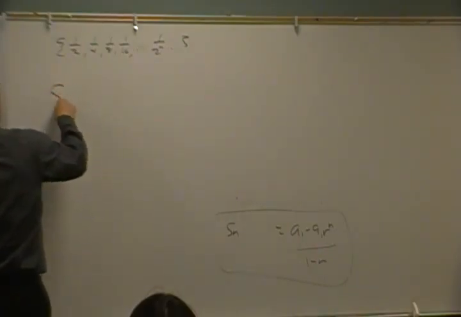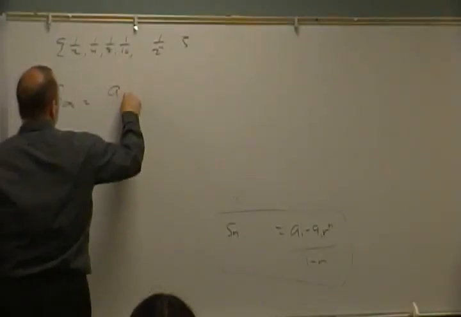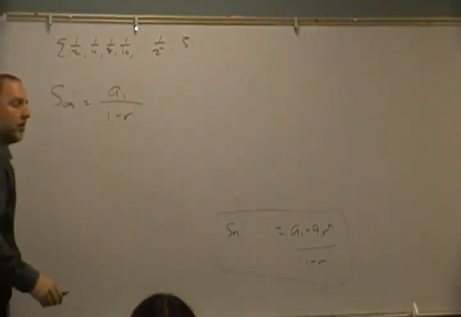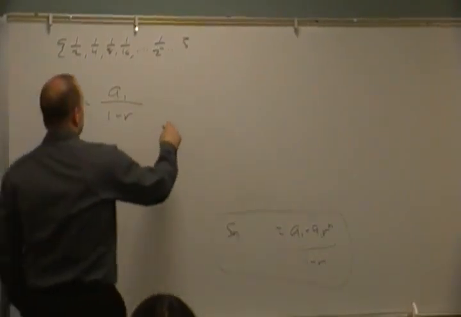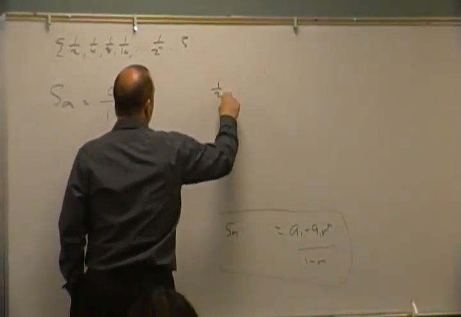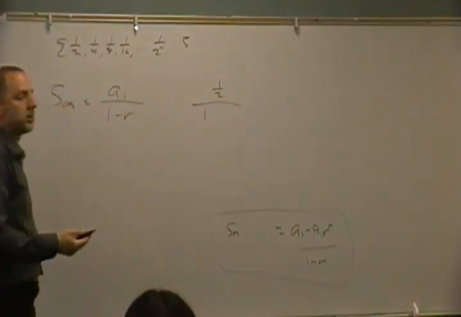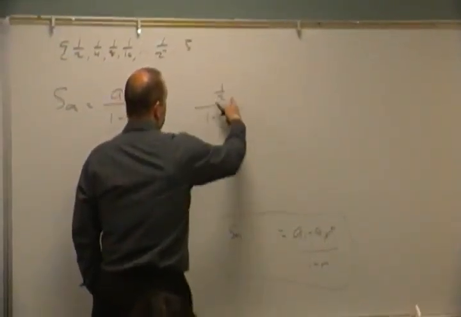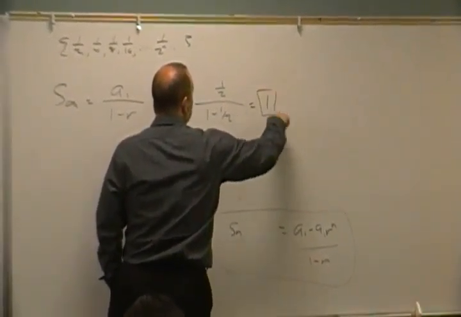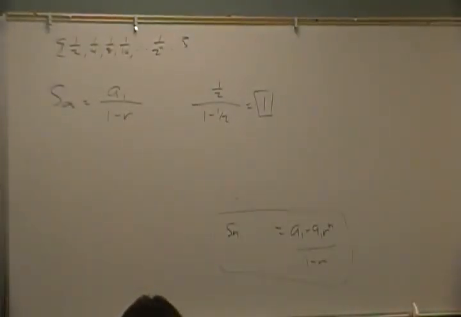Our formula says that S of infinity equals A sub 1 over 1 minus R. So what's our first term, A sub 1? 1/2. So in this particular case, I get 1/2 over 1 minus, what's my common ratio? I get a half divided by a half. 1. Very sweet. Okay, let's use the same formula to prove that it works on something else.